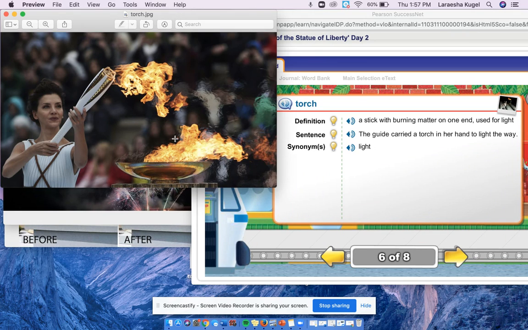The next word is torch. A torch is a stick with burning matter on one end used for light. Sentence would sound like, the guide carried a torch in her hand to light the way. Synonyms would be light. And you can see the Olympic torch here is being lit, and then they'll run that through.